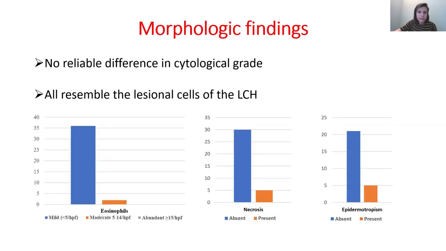So in terms of morphological findings, we really couldn't come up with a reliable cytological grading system to split the cases as low grade and high grade as we do in Langerhans cell histiocytosis and Langerhans cell sarcoma. The nuclear features of the lesional cells were resembling the lesional cells of the LCH in almost all biopsies. However, unlike LCH, admixed eosinophils were rare to absent in most biopsies, and necrosis was present in 5 cases in which IDCH were associated with other hematopoietic malignancies, but not all malignancy-associated cases contain necrosis.